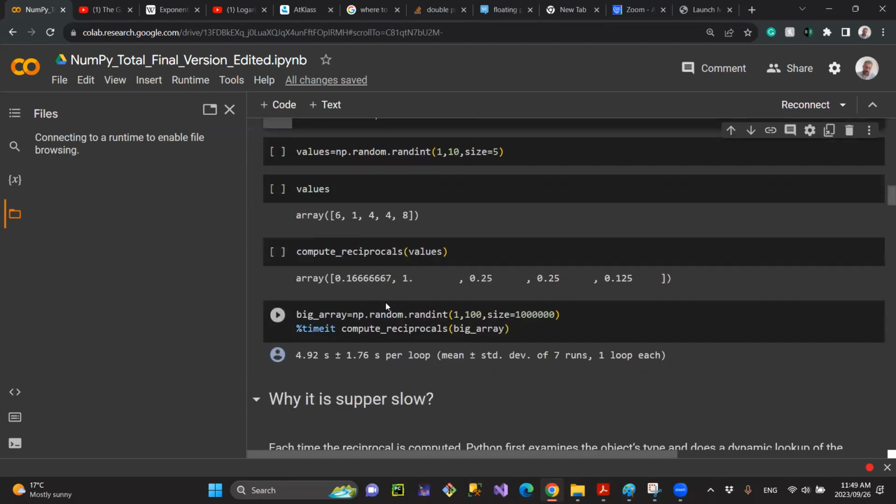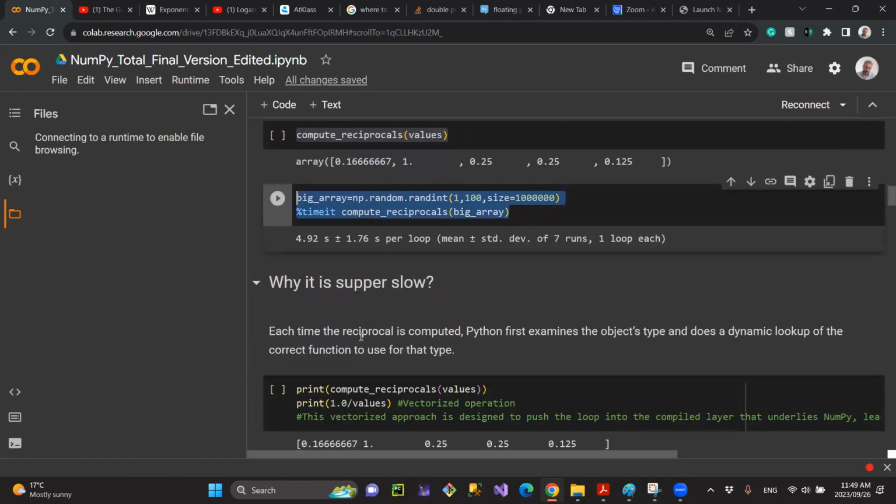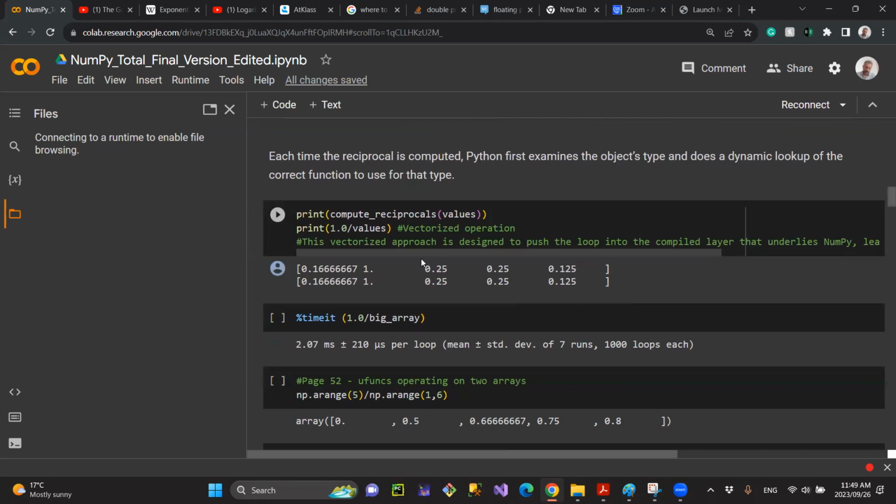Look at this one. Let's just check the timeit. If you say here, using the function or 1 divided by values, the results are exactly identical. And now it's time to see what if we use that big array, say 1 divided by big array. Instead of 5 seconds, can you see 2 milliseconds? If it was 5, it means it's like 1,000 times faster. And it is like 2,000 times faster, even more than 2,000 times faster. 2,400.